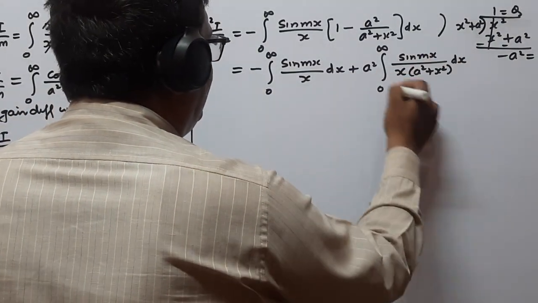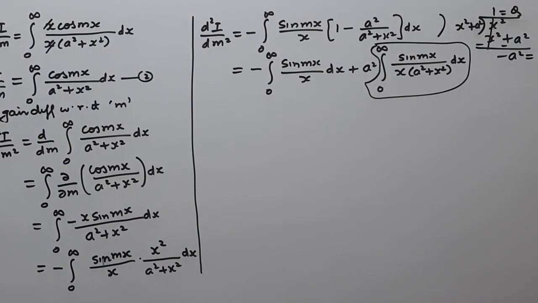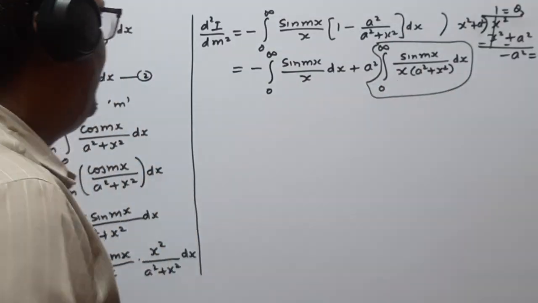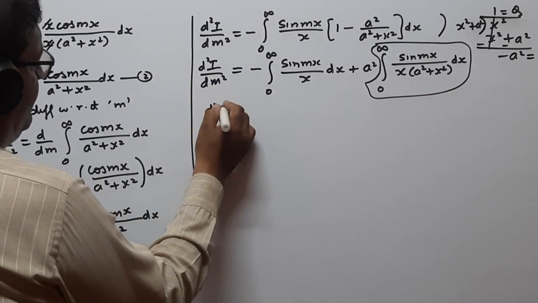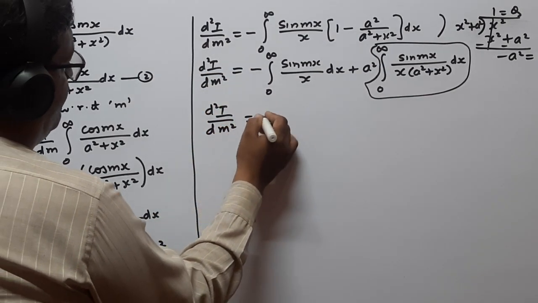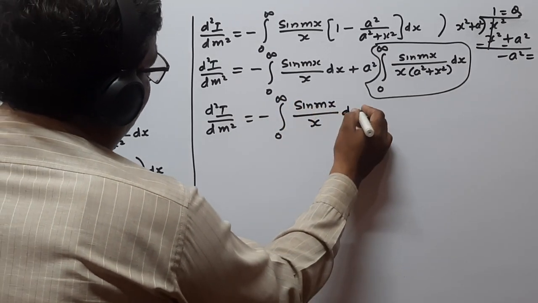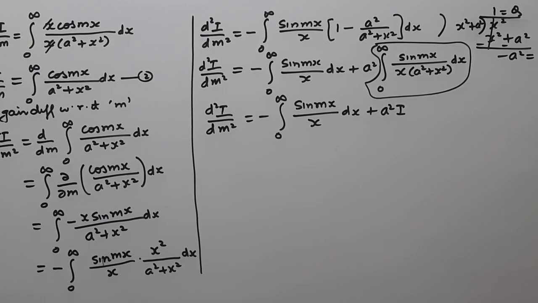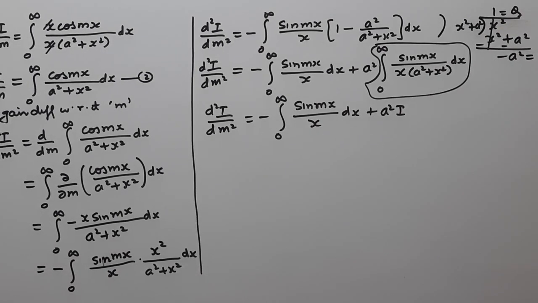Now we can see this is the given integral from 1, which is equal to I. So here we write d2I by dm2. So d2I by dm2 is equal to minus the integration from 0 to infinity of sine mx upon x dx, plus a square I. Here you can see this integral sine mx upon x multiplied by a square plus x square between the limits 0 to infinity is equal to I.